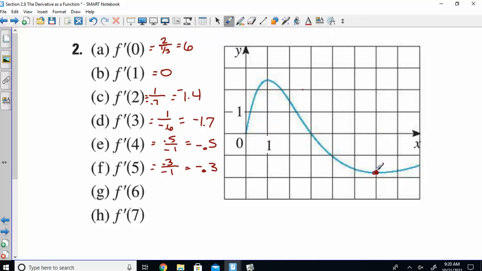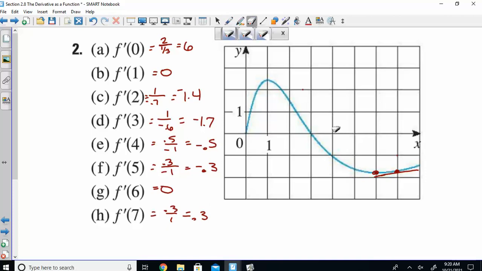F prime of 6. What would you call that one? 0. F prime of 7, should this one be a positive or a negative? So if we try to ballpark that, maybe go up 0.3 over 1, and we get 0.3. Emily, did you do all right? Okay. Do you have any questions? Okay.